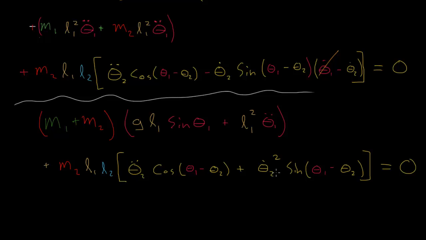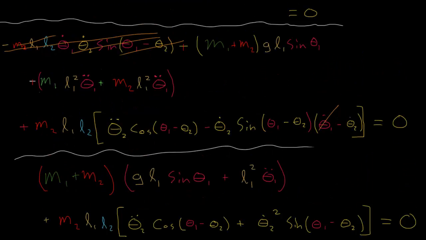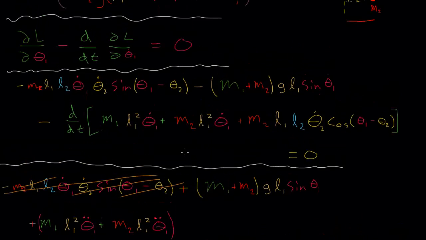So I encourage you to go take a look at that, and then on your own try finding the differential equation that comes from applying the Euler-Lagrange formula to the other generalized coordinate, the theta 2 coordinate.